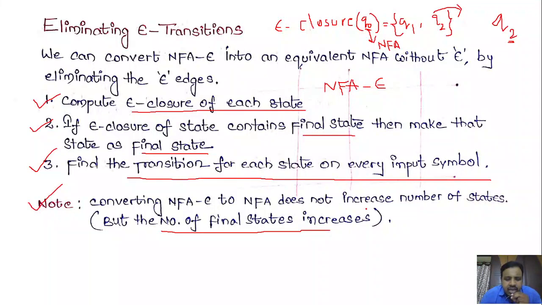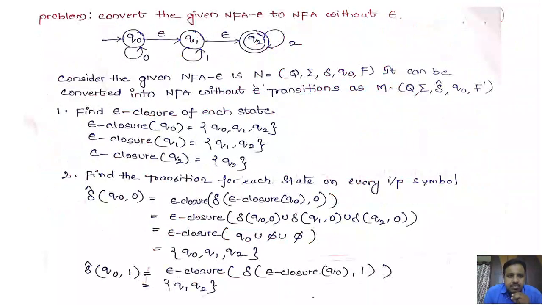So it only increases the number of final states. Okay, so we will see this concept with one example. Just try to do it on paper here. First thing, the problem: convert the given NFA epsilon to NFA without epsilon.